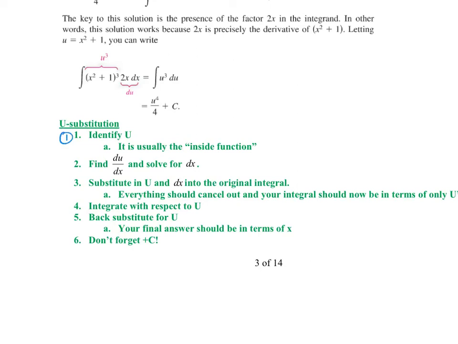So here were the steps that I was talking about on the previous page. This was what I called step 1, identify u. Step 2 was find the derivative of each side. What I called step 3 was solve for dx. Step 4 is where we substituted in for u and dx, and it says everything should cancel and your integral should now be in terms of u's and du's. Step 5 is integrate. Step 6 was back substitute. And then, of course, it says don't forget plus c.